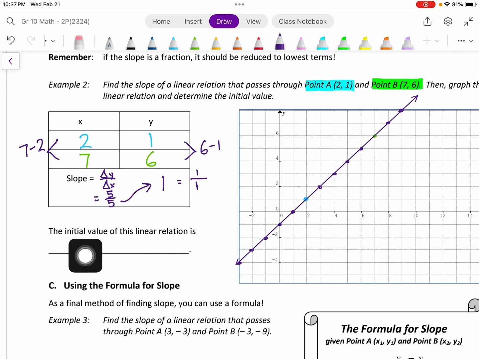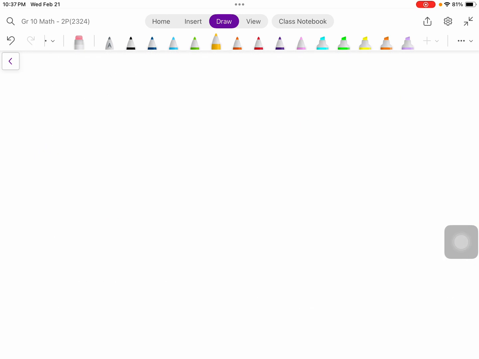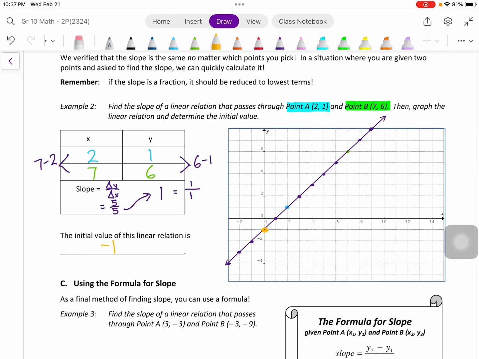The next question we have here is, what is the initial value? So when our graph crosses the y-axis, that is where our initial value is. So when x is 0, at this point my y is equal to -1. So the initial value of this linear relation is -1. So from 2 points, I was able to plot, calculate the slope from it, and then I was able to extend that line and figure out what the initial value is.